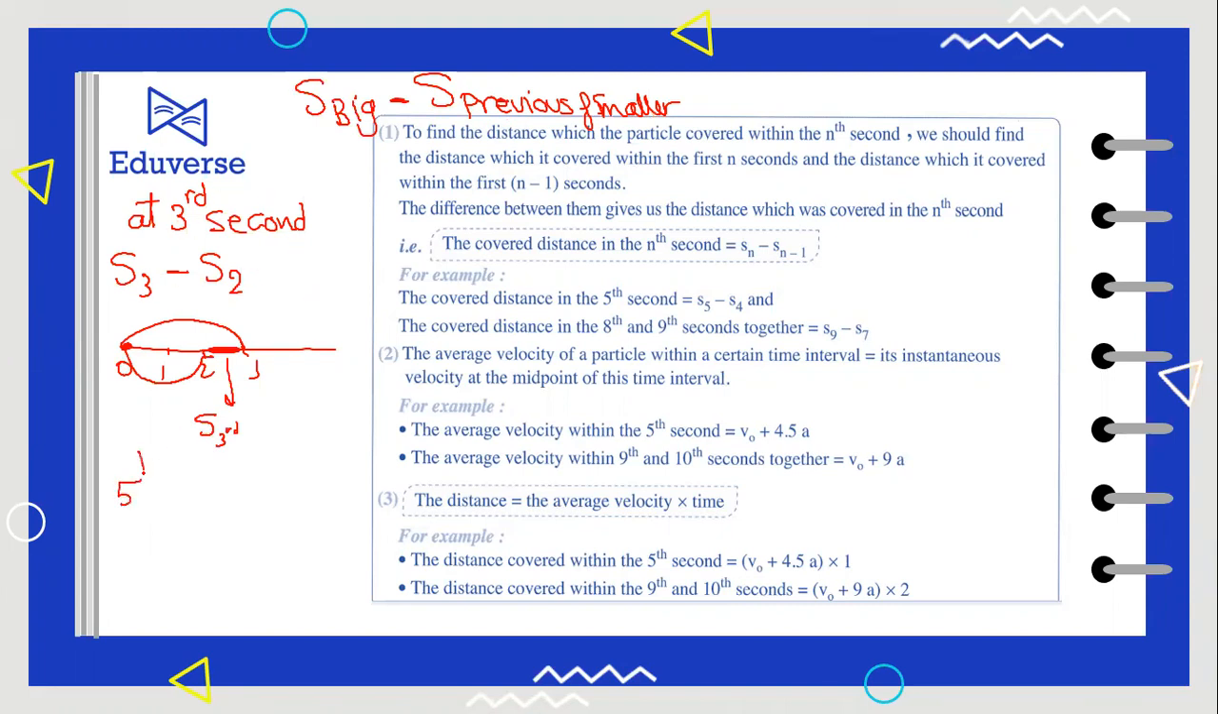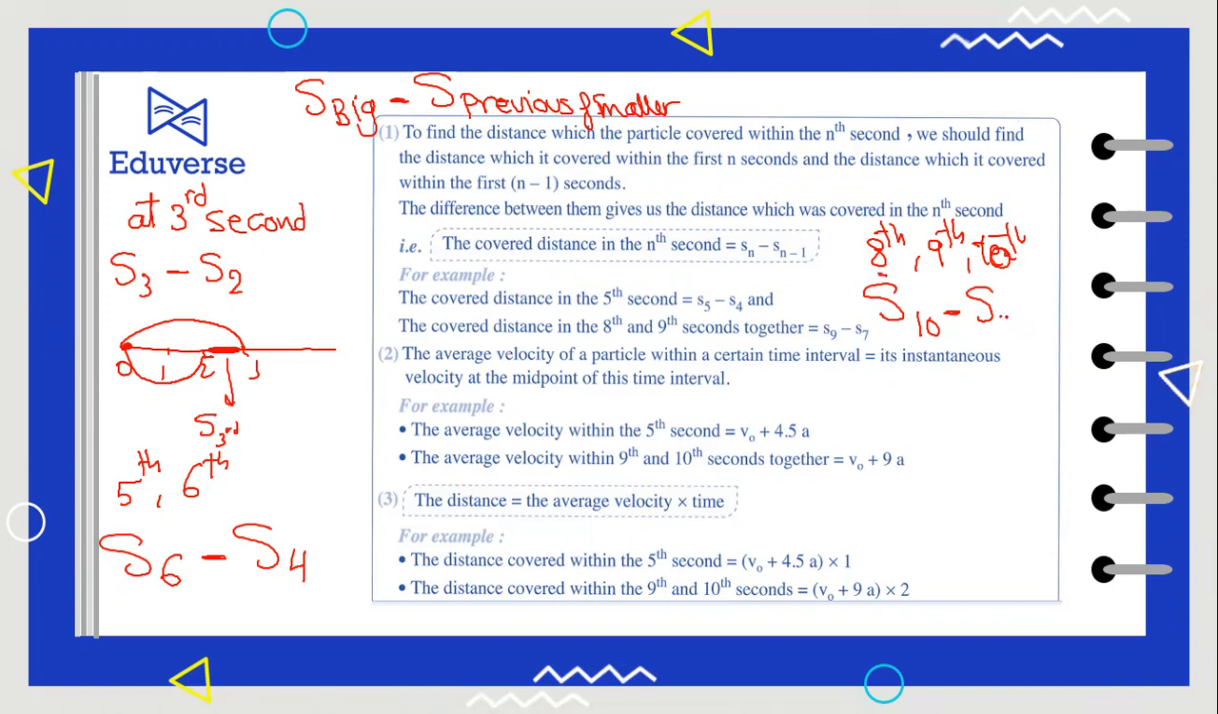If I want the sixth second, then S6, the biggest one, minus the distance at the previous of the smaller, before the smaller. Smaller here is 5. The number before 5 is 4. Again, if I want the distance at the 8th, 9th, and 10th seconds, then I find the distance at the biggest one, 10, minus the distance before the smaller. Smaller here is 8. Before 8 is 7. So distance at 10 minus distance at 7.